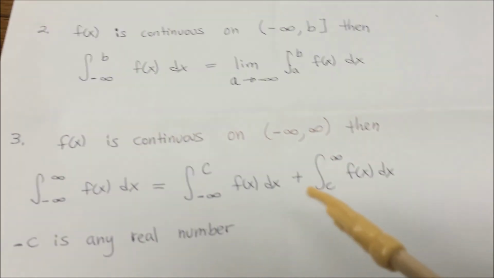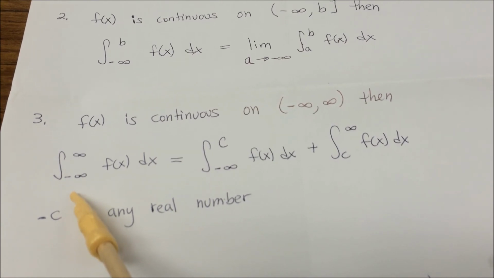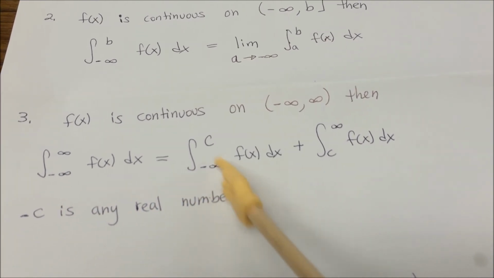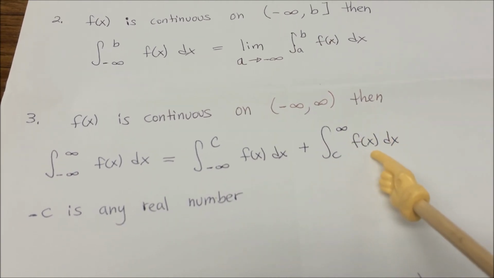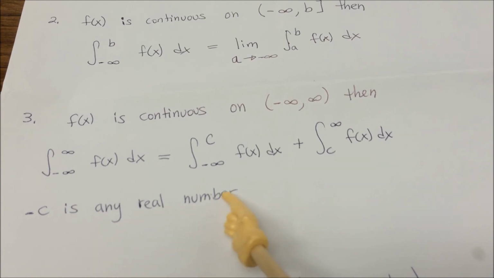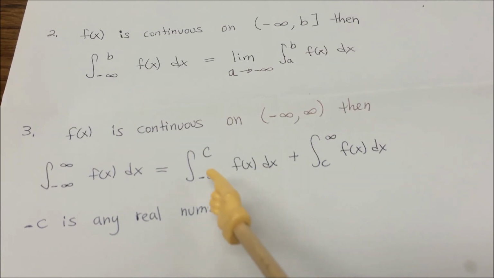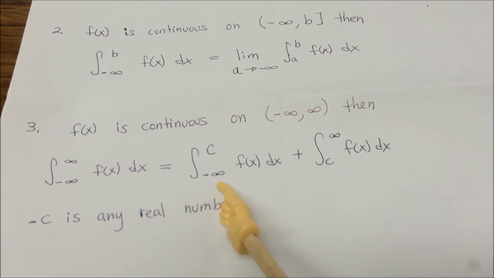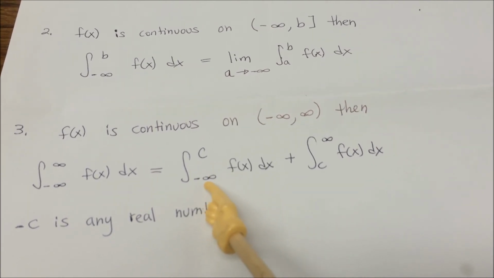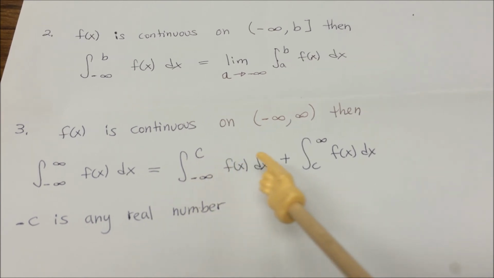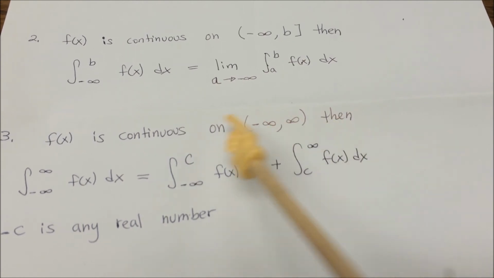The third case is when it's going from negative infinity to positive infinity. When you have this, it's equal to the integral from negative infinity to c of f of x dx plus the integral from c to positive infinity of f of x dx. Now c is any real number. In this case, it's a graph that is possibly continuous, but maybe there is a cusp or a corner, where it's not differentiable. If it's not differentiable, you have to cut it from negative infinity to the point that it's not differentiable, and then continue on from that point to positive infinity as well. That's why this case is a little different.